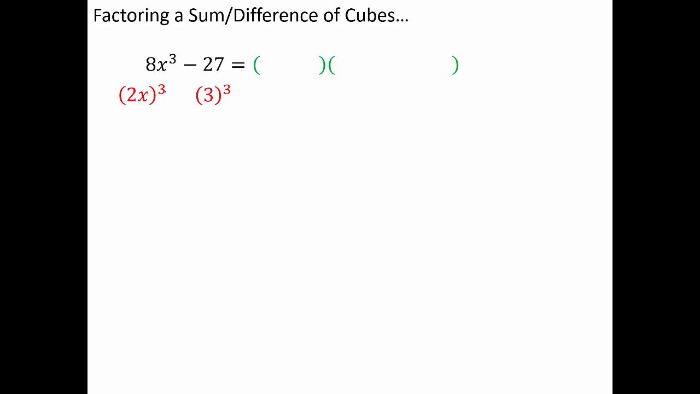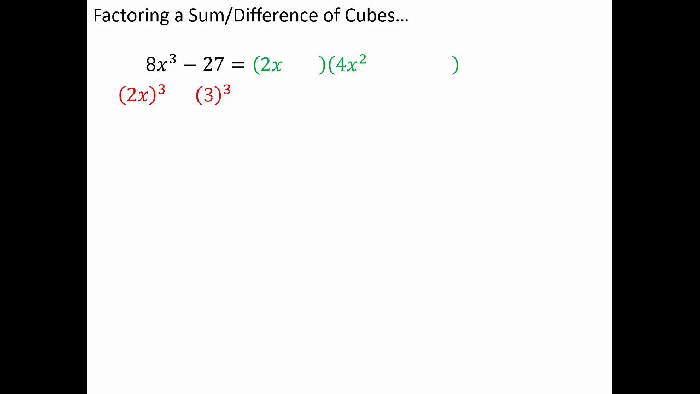And I remember that 2x cubed can be broken up into 2x times 2x squared. Now remember, it's not 2x squared, it's 2x times 2x, which means it's really 4x squared. Remember, the first term times the first term should give you the first original term. If 2x times 4x squared does not give you 8x cubed, you know you did it wrong.